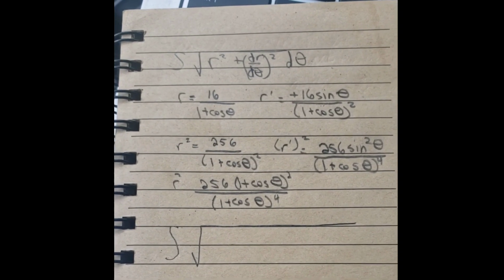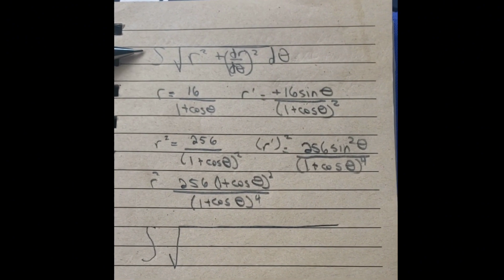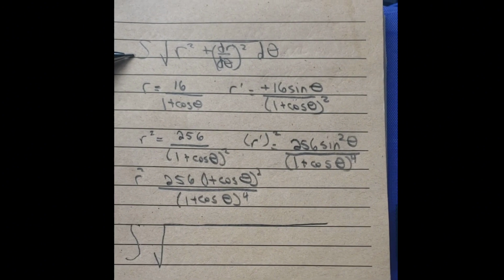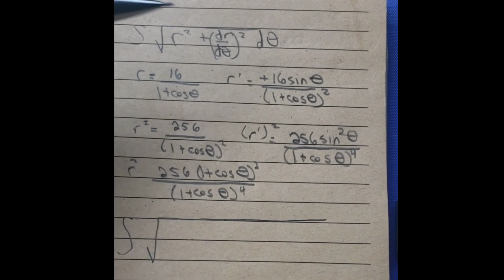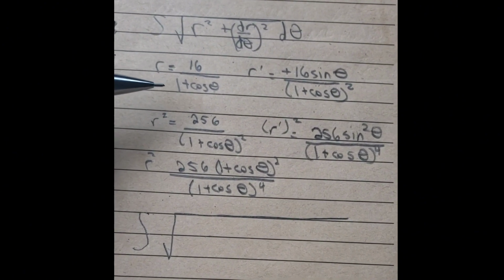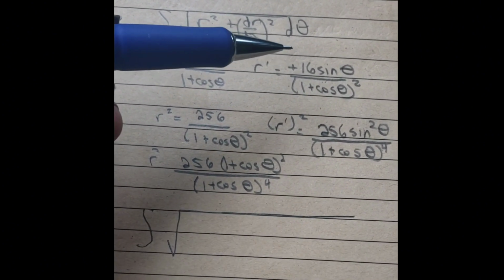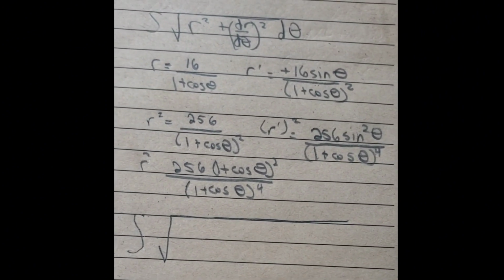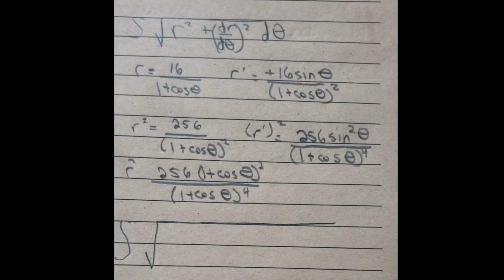Okay, so I took the liberty of writing down some of the prerequisite work to get it out of the way. Recall that the formula for finding the arc length for a polar curve is the integral of the square root of r squared plus (dr/d theta) squared d theta. In this case, our r function is 16 over 1 plus cosine of theta. So r prime, or dr/d theta, would be positive 16 sine theta over (1 plus cosine theta) quantity squared. With that one, you can use the quotient rule or the product rule or the chain rule, whichever floats your boat, but that's what you get for the derivative there.